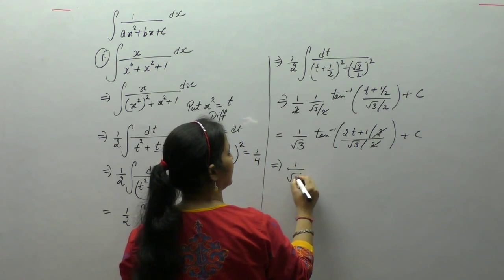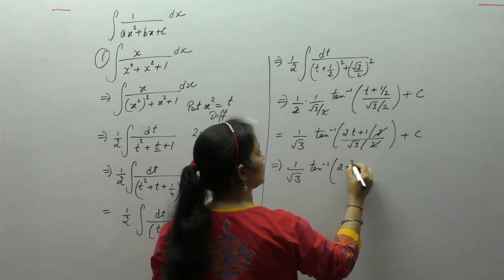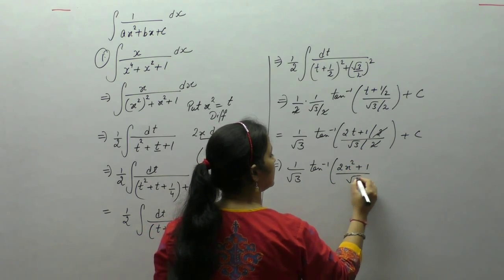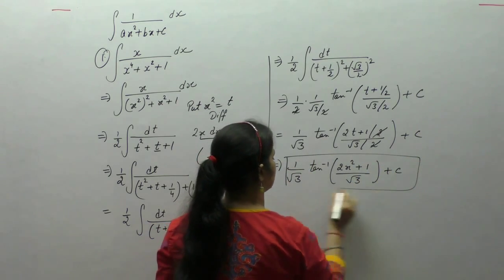1 upon square root of 3 tan inverse of (2t plus 1) upon square root of 3. Put the value of t. t is x square. So 2x square plus 1 upon square root of 3, plus c.